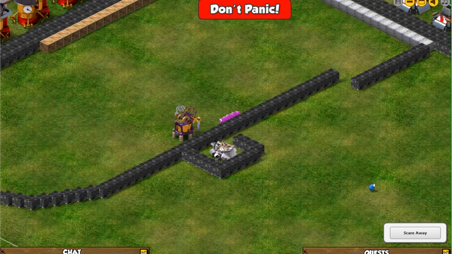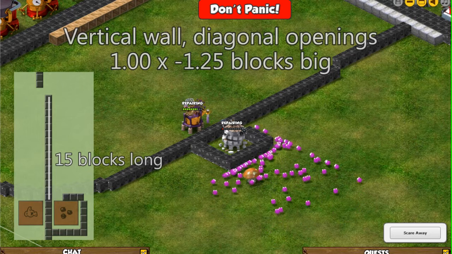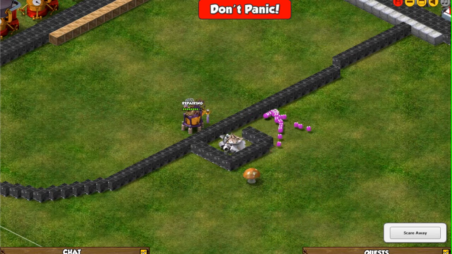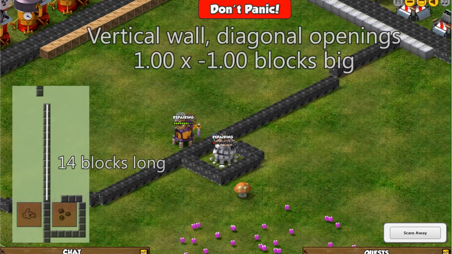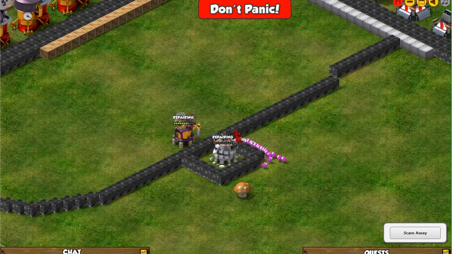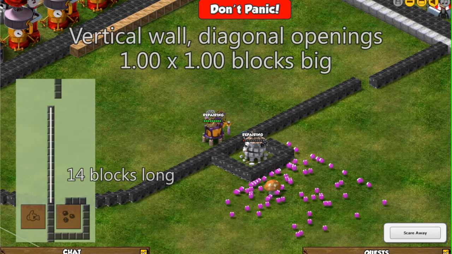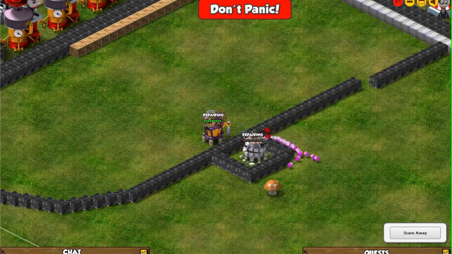And now we got something a little bit different. We got a 1 block wide gap, but then we're moving the other wall around. So we got a diagonal opening. As you can see, they decrease pathing as a regular 1 block gap, at least in most cases. So here we got the last wall. It pathed 14 blocks, like a regular 1 block opening.